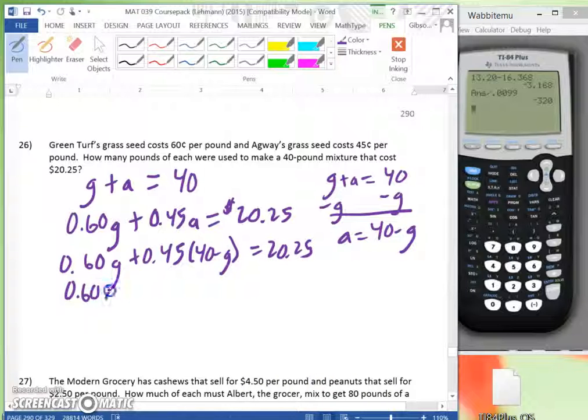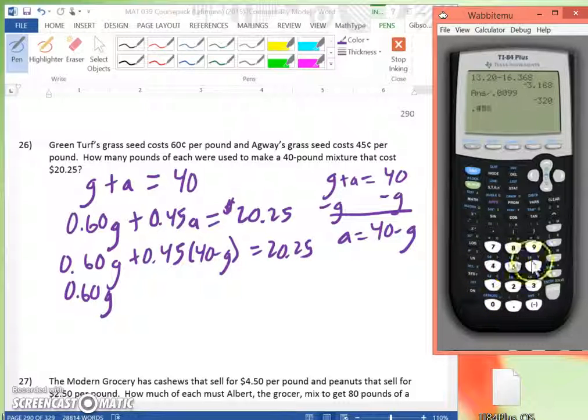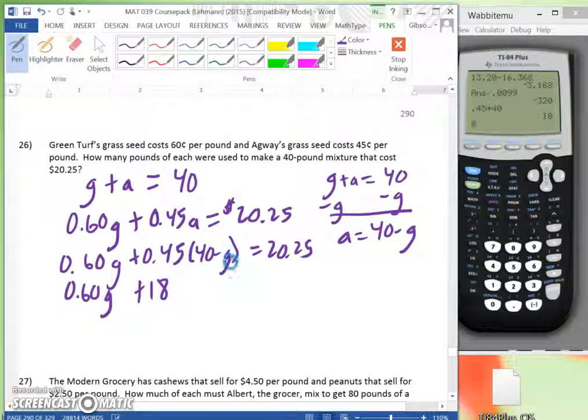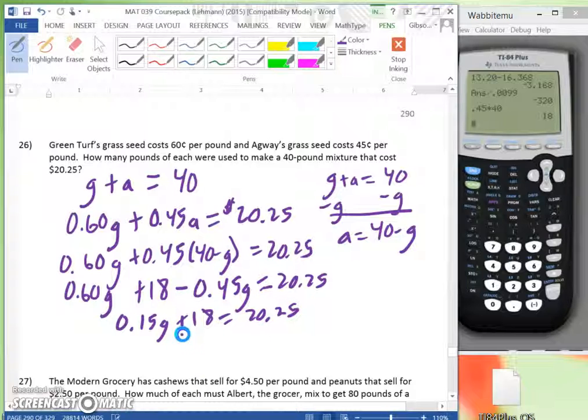So we have 0.60 G. So we can take 0.45 times 40. That will give us 18. Then 0.45 times a negative G is a negative 0.45 G. That equals 20.25. Now we will combine like terms. This will give us 0.15 G plus 18 equals 20.25. We will subtract 18 on both sides, and we will have 0.15 G is equal to 2.25.